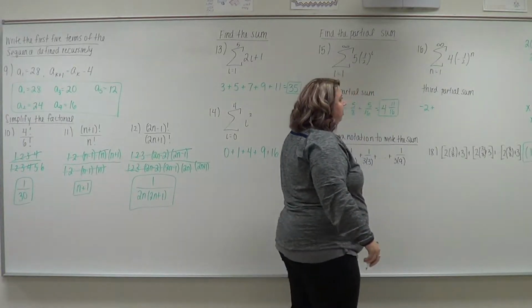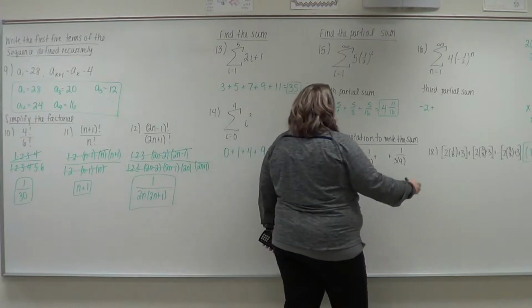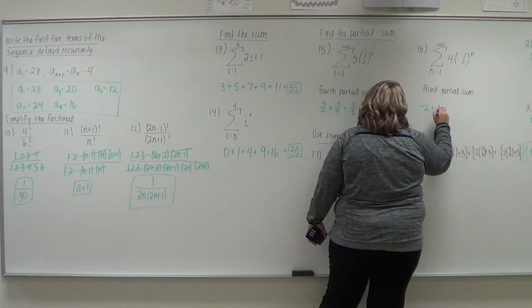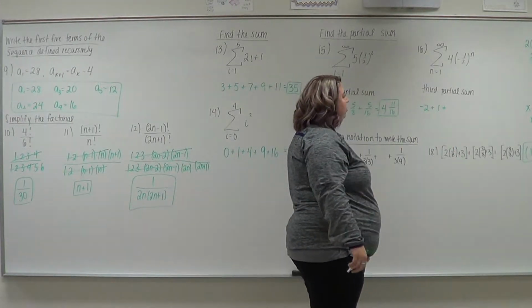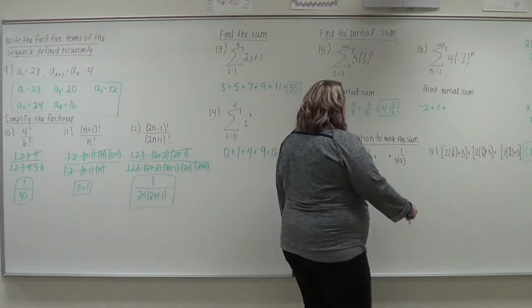Okay, plus, then I'm going to plug in 2. Negative a half squared, that would be positive 1/4, times 4 is 1. Plus, now I'm going to plug in 3. Negative a half to the third is negative 1/8, times 4 would be negative a half.